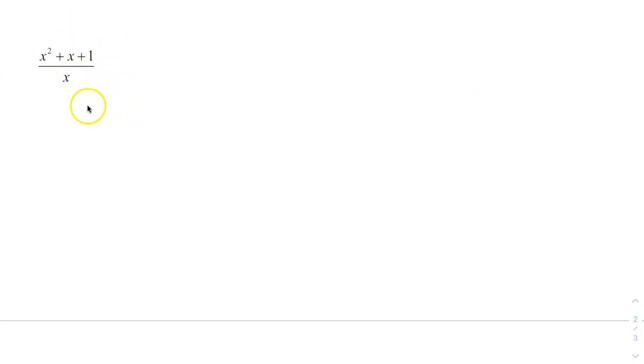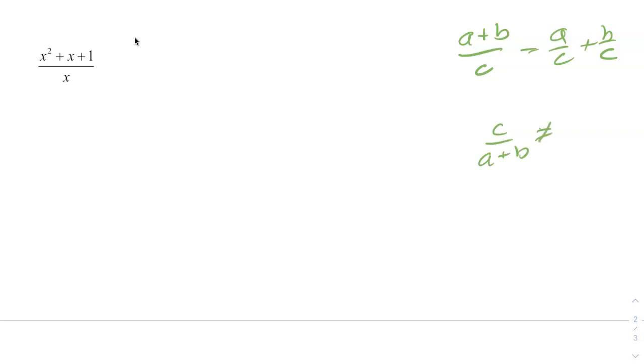So there we go. The next one could also be done by quotient rule, but there's actually an easier way of doing this one, using algebra tricks. So the algebra rule is, if you have this, you could separate it: a over c plus b over c. Now keep in mind, this is not true if you flip it. This does not equal c over a plus c over b. That's bad. So it's only when the monomial is on the denominator that you could do it.